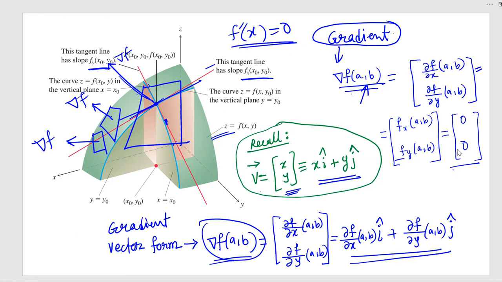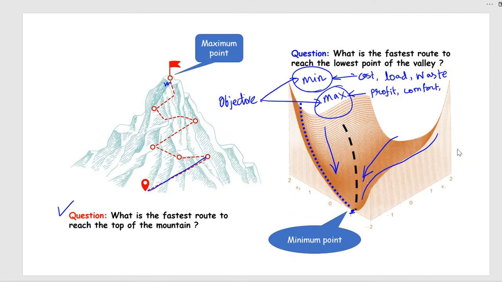The application of this gradient you will find here. If you try to climb up the hill, or go down to the bottom of the valley, you will try to calculate the fastest route and path to go down to the bottom of the valley. So the minimum point is here, and here it will be the maximum point. There we try to find the slope. If you plot the tangent plane here, this way you will find what can be the shortest or fastest route. That is a different discussion.